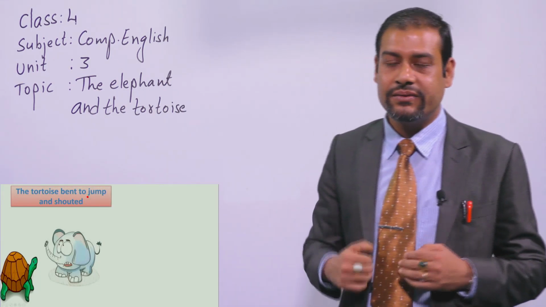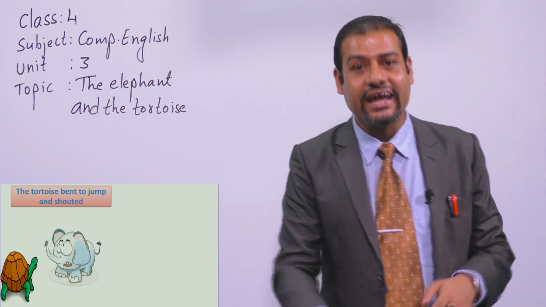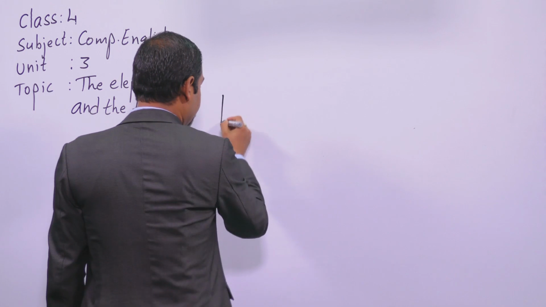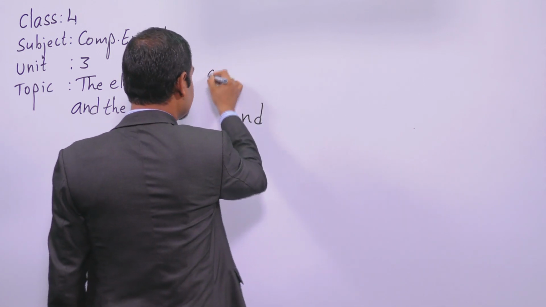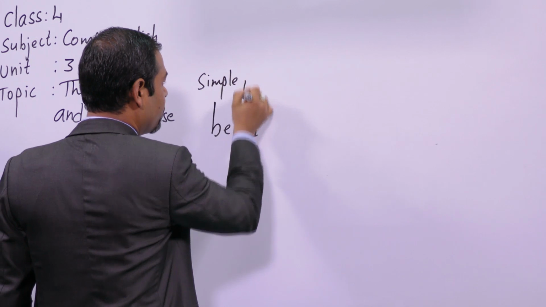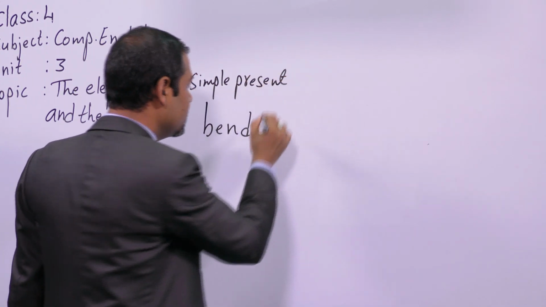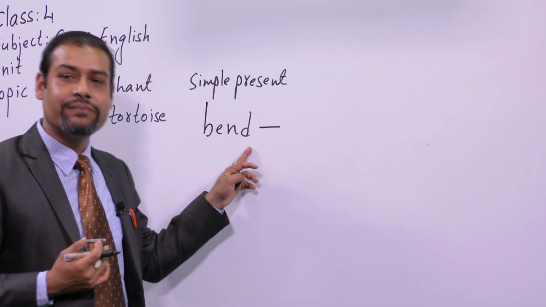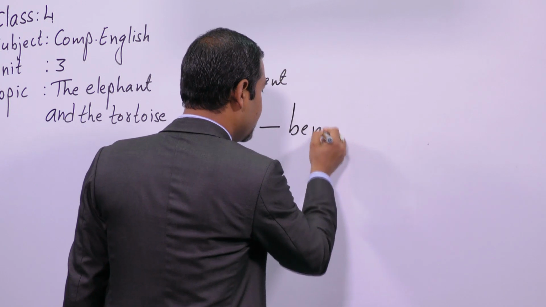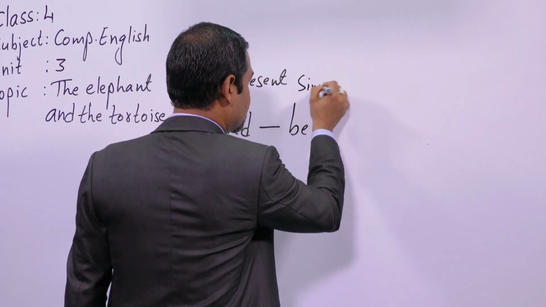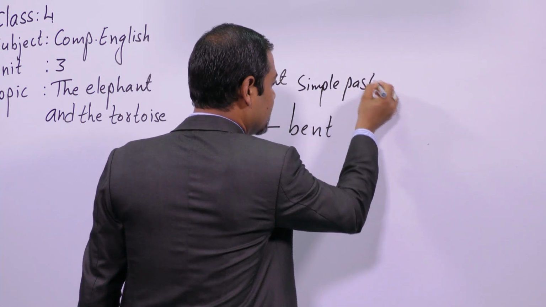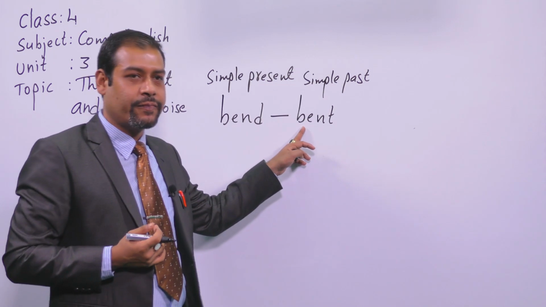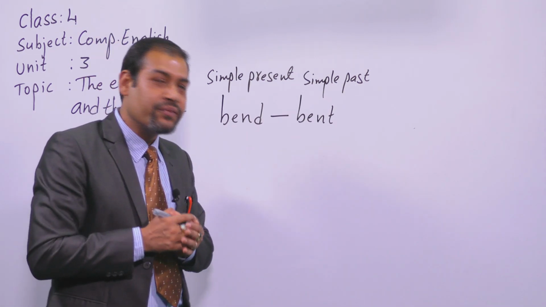Do you know the meaning of bent? So first of all, I want to write it, and then you try to understand the meaning of bent. Simple past, B-E-N-D, bend. It is simple present, S-I-M-P-L-E, P-R-E-S-E-N-T. So the past tense of B-E-N-D, bend, is B-E-N-T, bent. So it is simple past. It means it is verb to. In other words, you can say verb to. Now, can you tell me the meaning of bend?